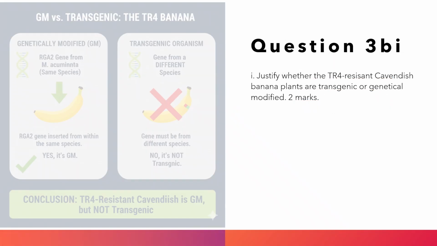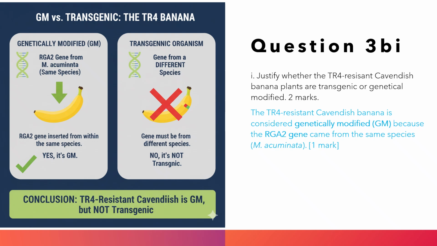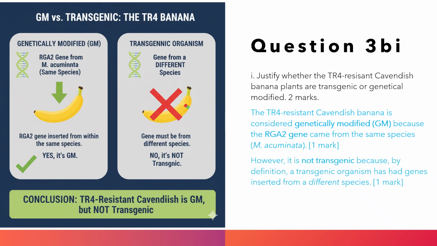The TR4-resistant Cavendish banana is considered genetically modified, GM, because the RGA2 gene was inserted. However, it is not transgenic because, by definition, a transgenic organism has had genes inserted from a different species, and this gene came from the same species, M. acuminata.